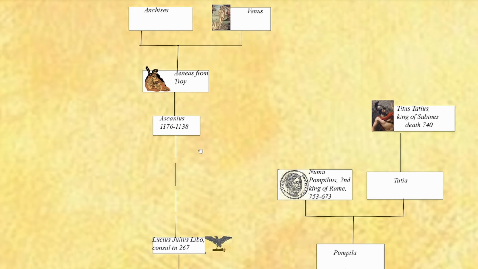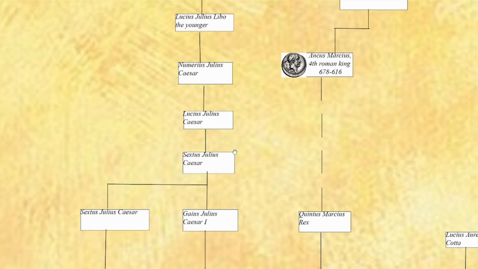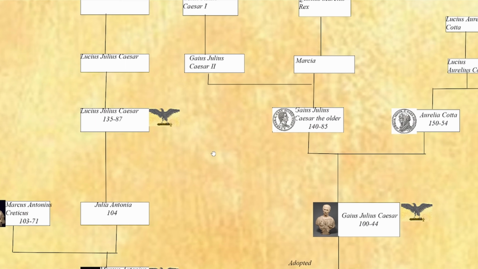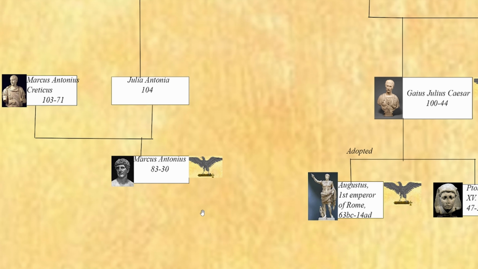When we move down, we can see that by another line, Gaius Julius Caesar is also a relative of Mark Antony, who was also a consul. Here we can see Marcus Antonius Creticus, Marcus Antonius' father. He is mostly famous for his unsuccessful campaign against pirates in the Mediterranean Sea.